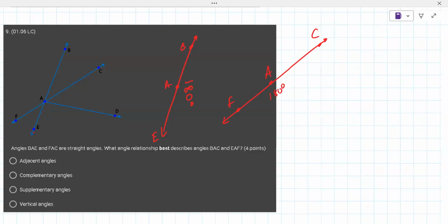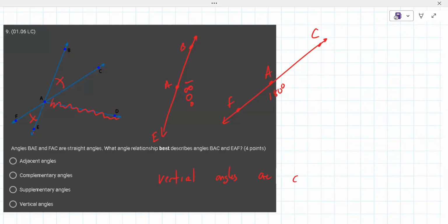And we're interested in angle BAC, so B to A to C, that one right there, and E to A to F. I'm sorry, I misspoke here. Forgive me. So actually, this one right here is unnecessary. Ignore that if you can. All right, what angle relationship best describes angles B to A to C and E to A to F? They're vertical angles.